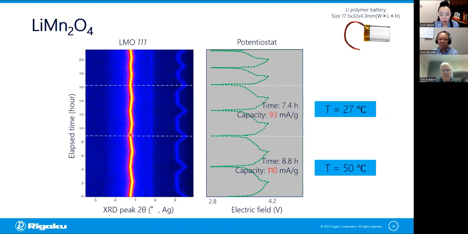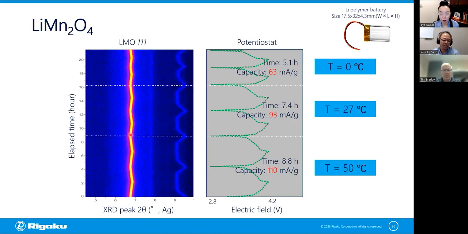Next, we decreased the temperature down to room temperature, which was 27 degrees C, and we found the capacity decreased about 20%, which was 93 milliamps per gram. Then finally, we decreased the temperature further down to freezing temperature, which was 0 degrees C. Then we found the capacity was further decreased by 40%, which was 63 milliamps per gram. As you see here, with decreasing temperatures, the capacity of the lithium manganese oxide polymer battery decreased as well.